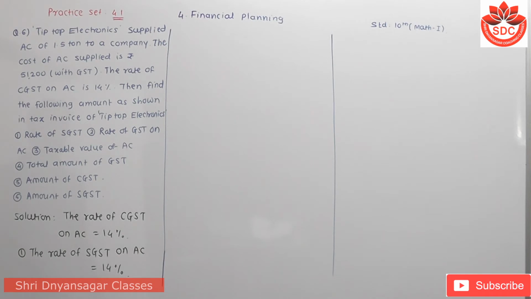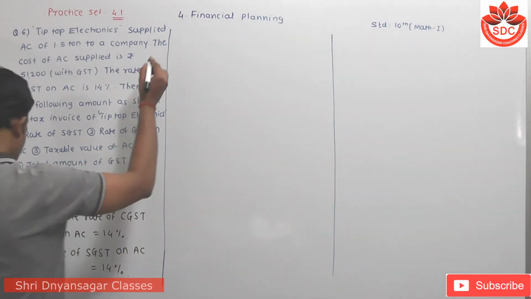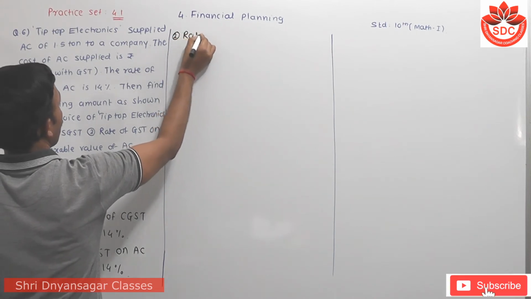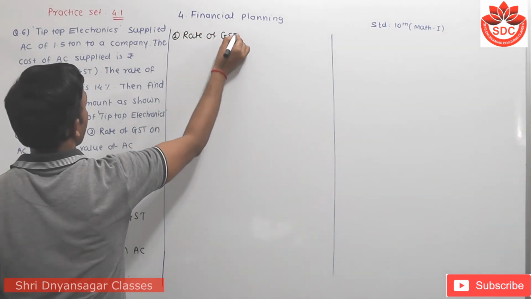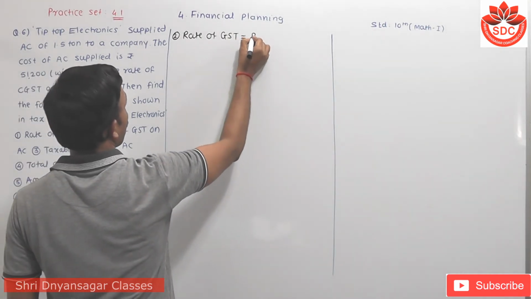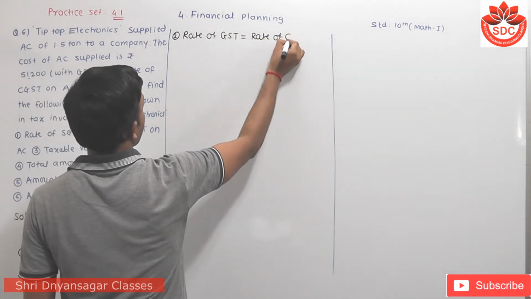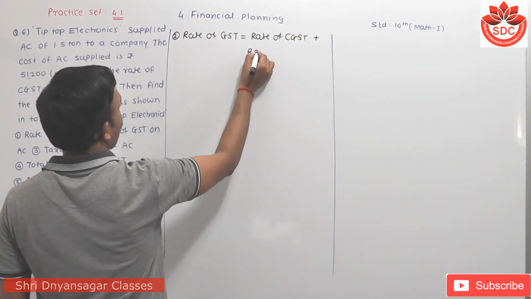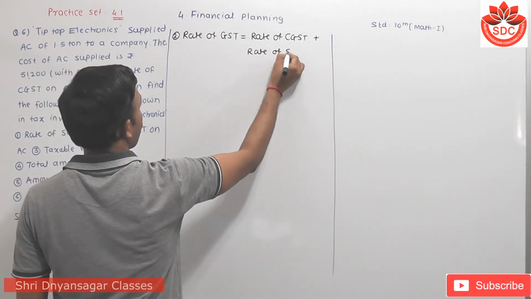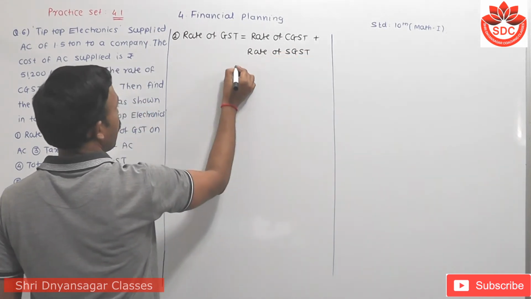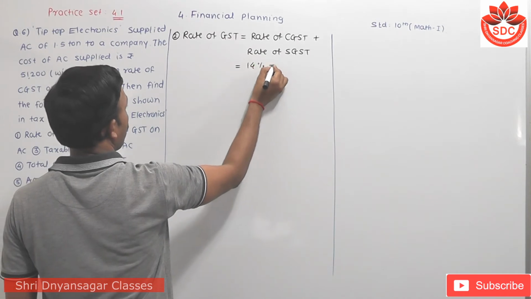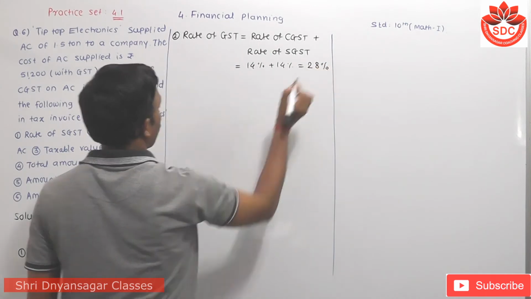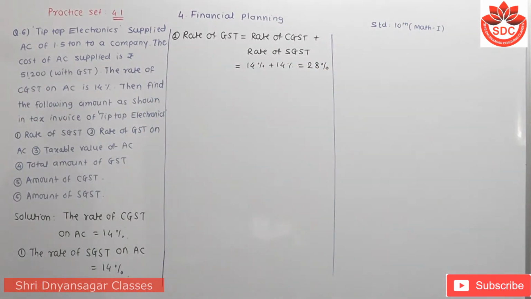The second one is the rate of GST. The rate of GST is equal to the rate of CGST plus the rate of SGST, that is 14% plus 14%, which is equal to how much? 28%. This is the second one.